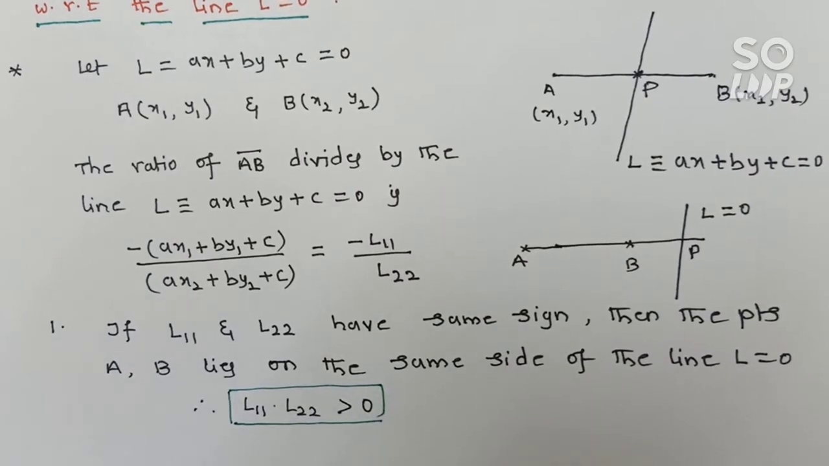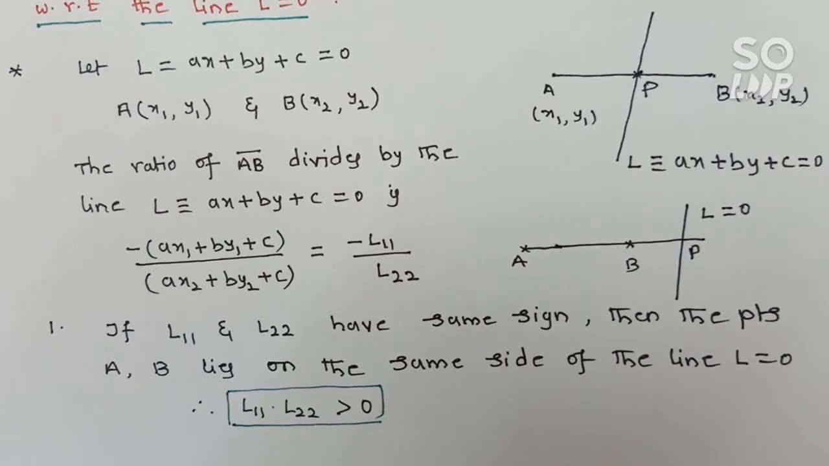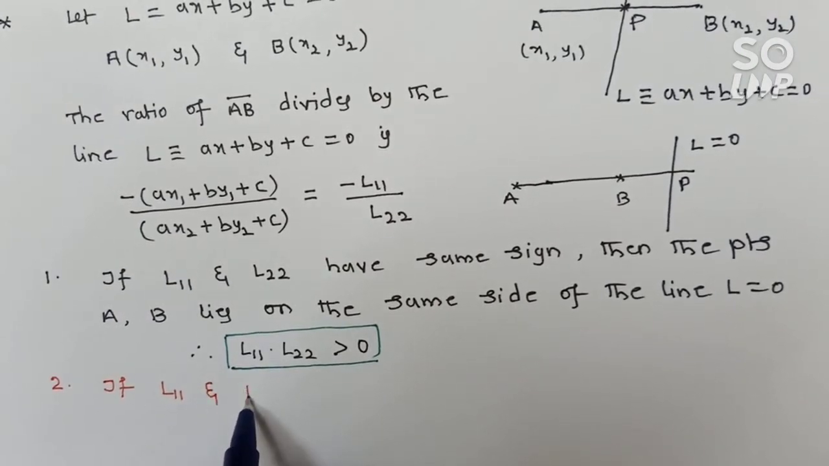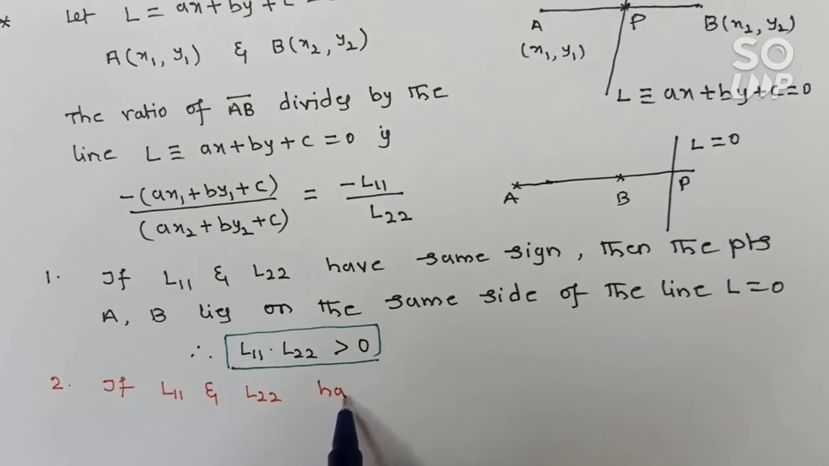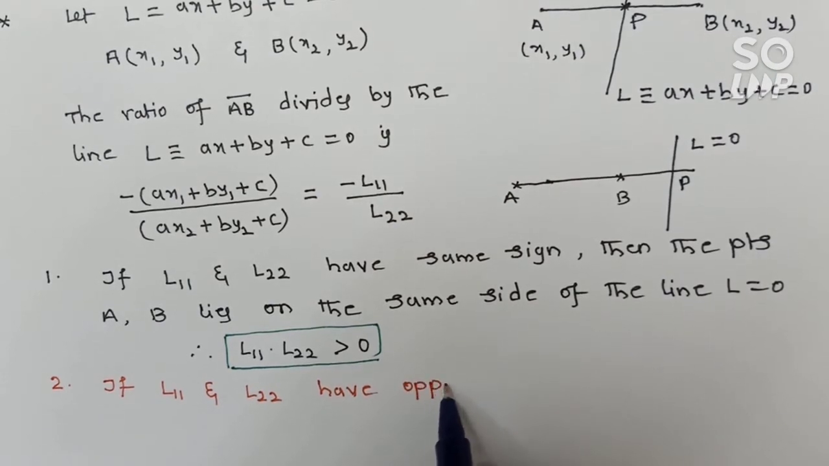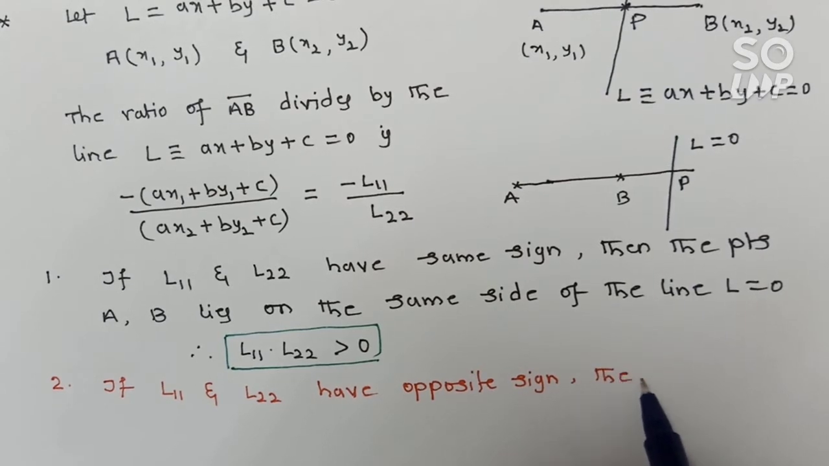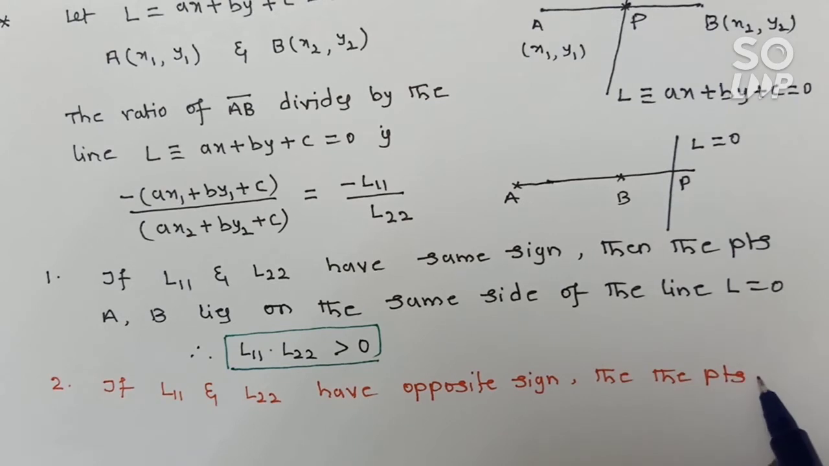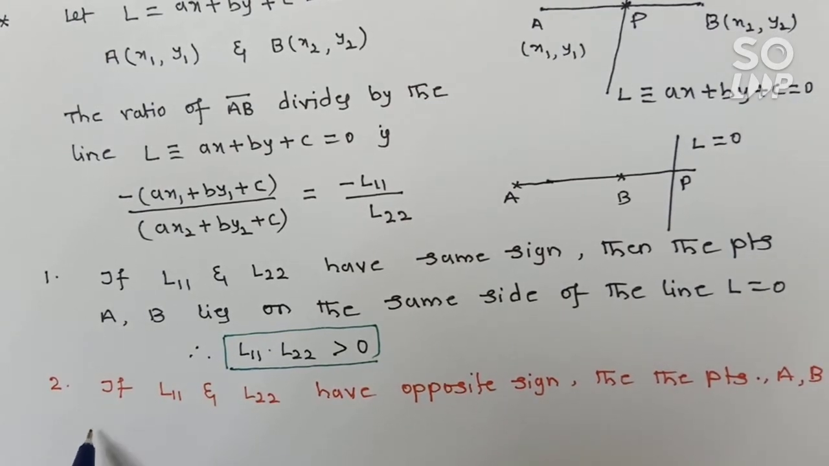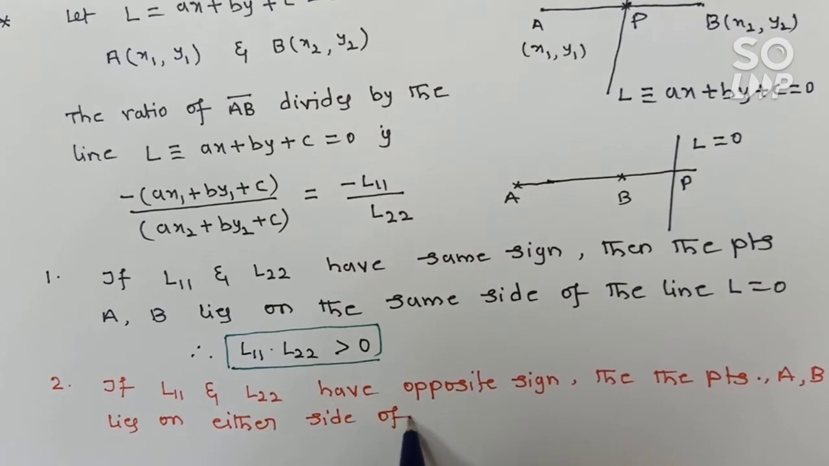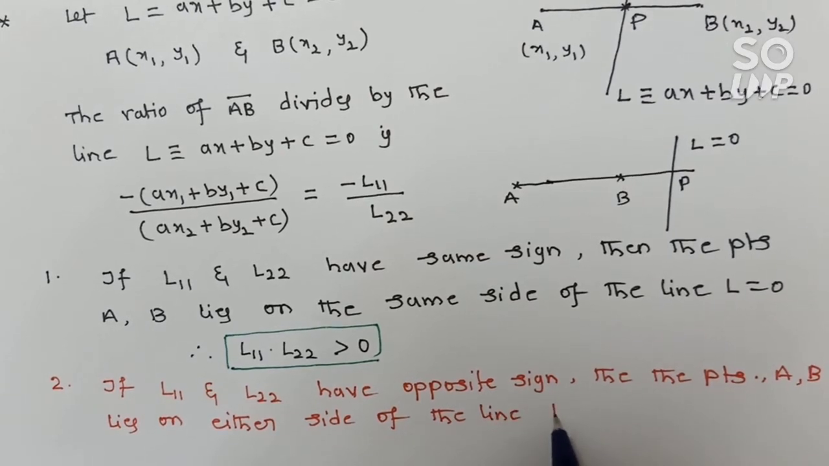So the next thing, the second point, is: if L11 and L22 have opposite sign, then the points A comma B lie on either side of the line L is equal to 0.